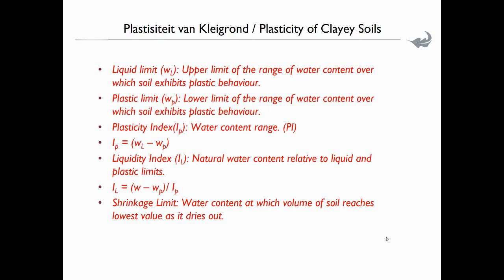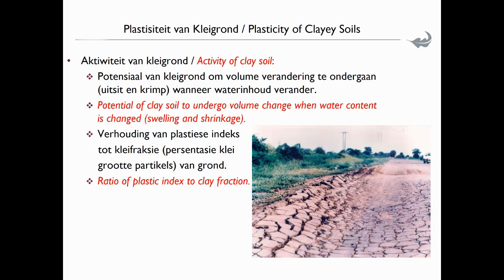The liquidity index, that's the natural water content relative to liquid and plastic limits. So the liquidity index is the water content minus the plastic limit divided by the plasticity index, the IP or the PI. The shrinkage limit is the water content at which the volume of soil reaches its lowest value as it dries out. After that, there is no more water, and it becomes a solid, dry piece of clay.